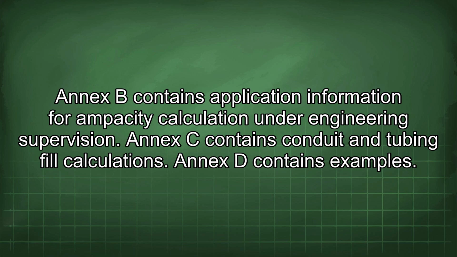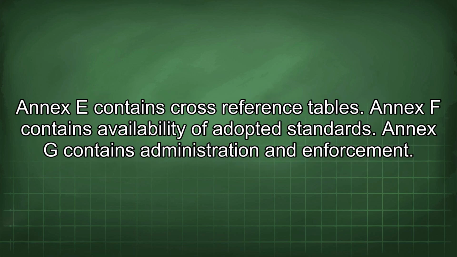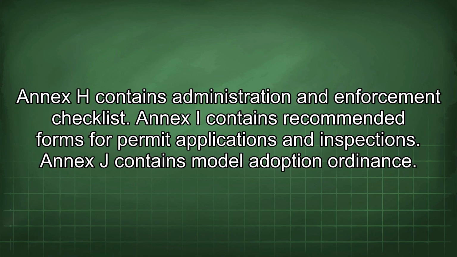Annex D contains examples. Annex E contains cross-reference tables. Annex F contains availability of adopted standards. Annex G contains administration and enforcement. Annex H contains administration and enforcement checklist. Annex I contains recommended forms for permit applications and inspections. Annex J contains model adoption ordinance.